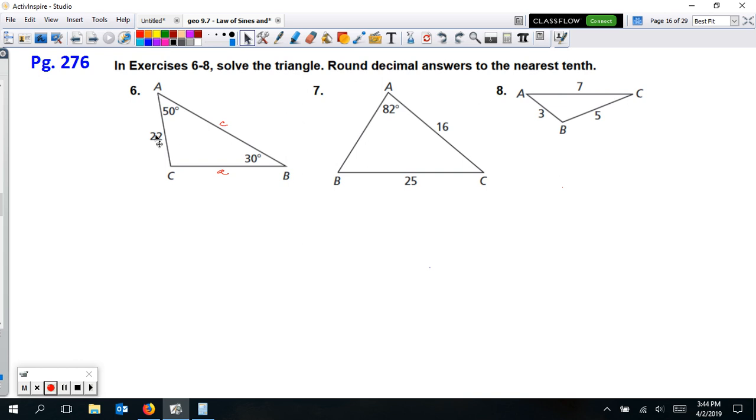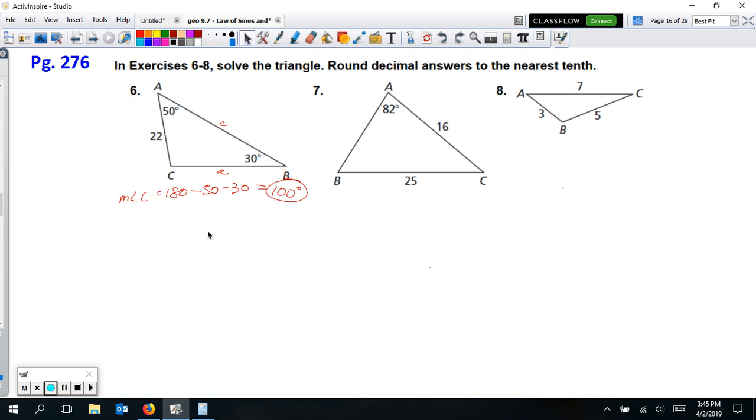We know basically what b is. The side b would be 22. We also need to figure out this angle measure. Let's do that first, that's going to be the easiest part. The measure of angle C is just 180 minus 50 minus 30, so that's just going to be 100 degrees. So our measure of angle C right there is 100 degrees.